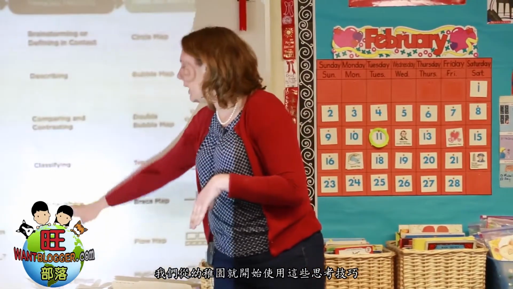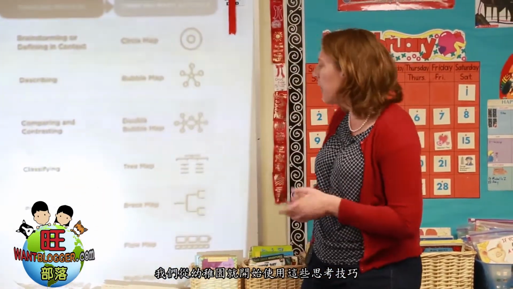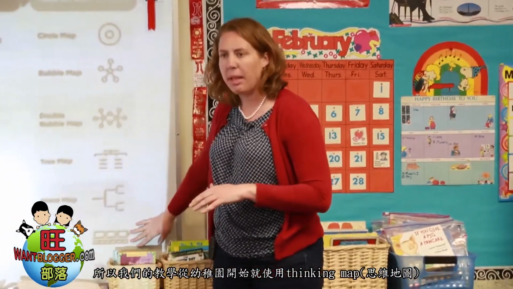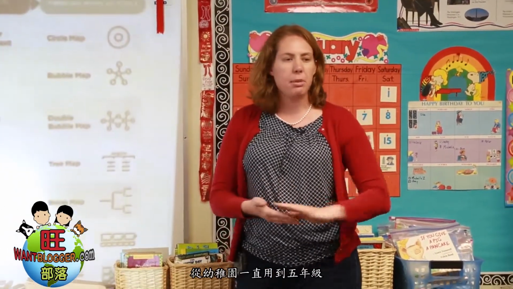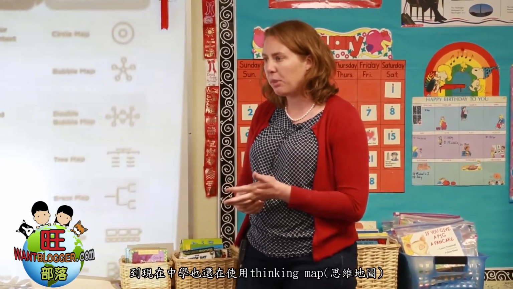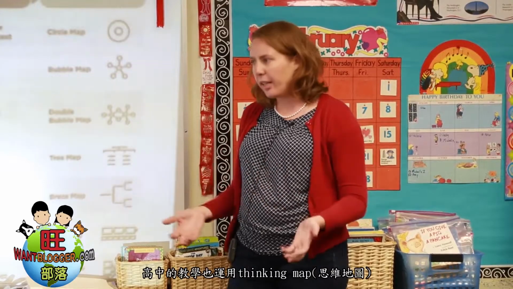We use all of these thinking skills starting in kindergarten. Kindergartners describe, they sequence, they compare and contrast. So we use thinking maps starting in kindergarten. We use thinking maps all the way up through 5th grade. And now our middle schools are using thinking maps also. The high school is aware of thinking maps.